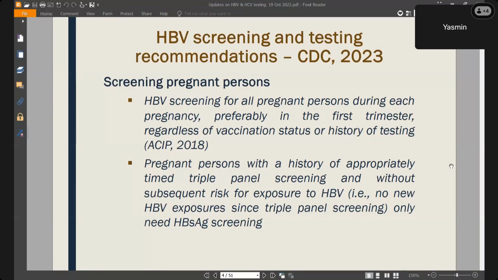And of course, what's added is that a pregnant woman with a history of that triple panel screening and without subsequent exposure to Hep B, in other words, no new exposure, will only need just HBsAg. That's it, all right, because the triple panel screening has been done, so they just need HBsAg. Next.